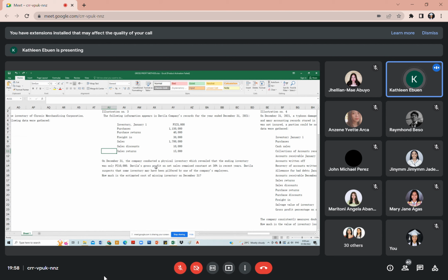Okay. So on December 31, the company conducted the physical inventory, which revealed the ending inventory was only 210,000. So Davila's gross profit on net sales remained constant at 30% in recent years. So based on sales, that is the gross profit margin. Davila suspects that some inventory may have been pilfered by one of the company's employees. So, little by little, an employee has been stealing his inventory. Okay, so how much is the estimated cost of missing inventory on December 31? So, how much inventory is missing?